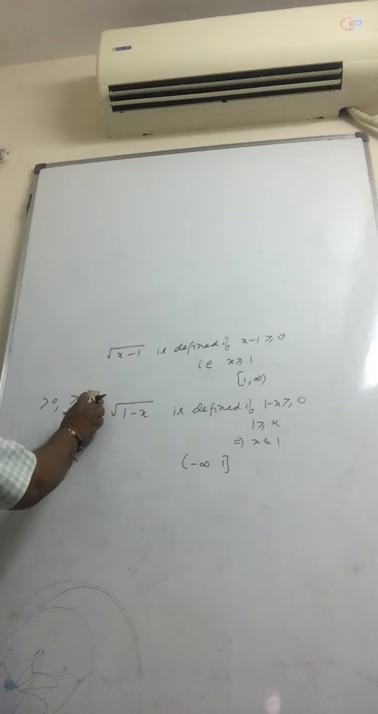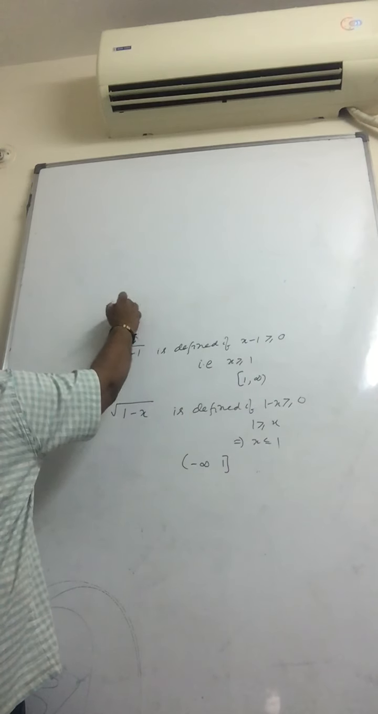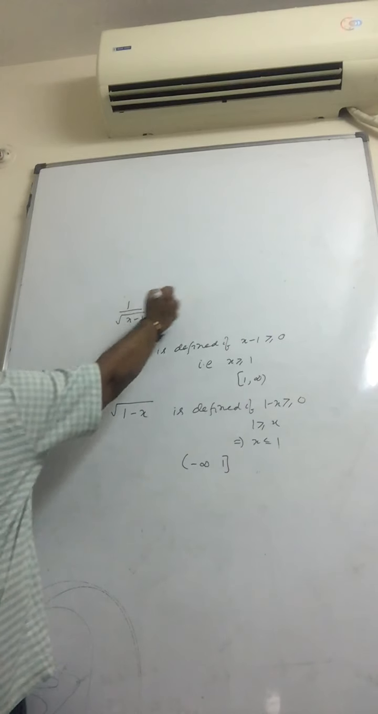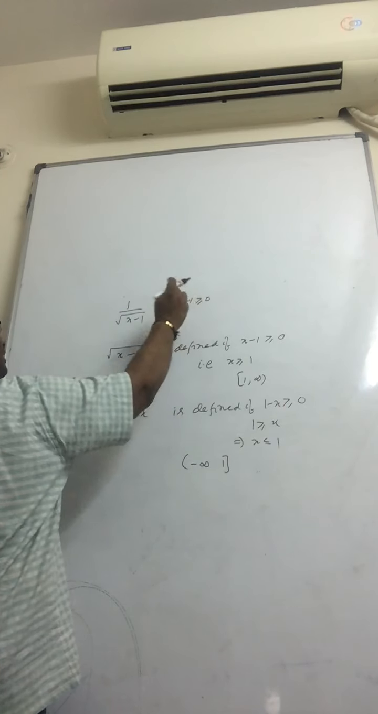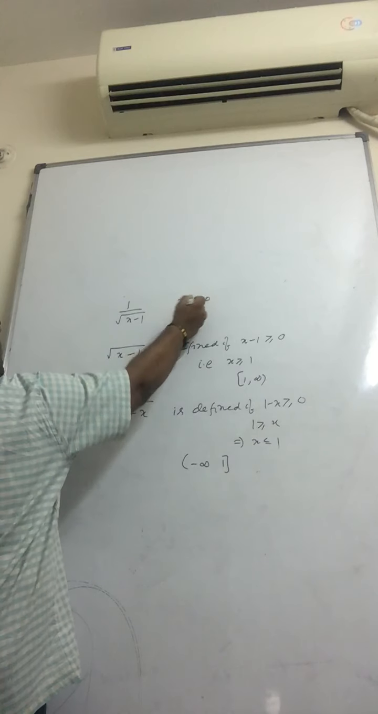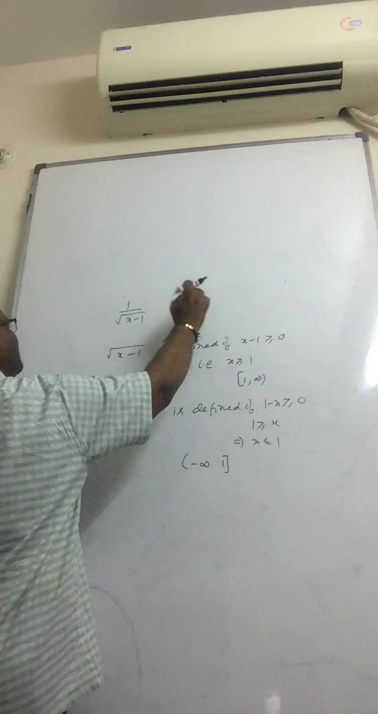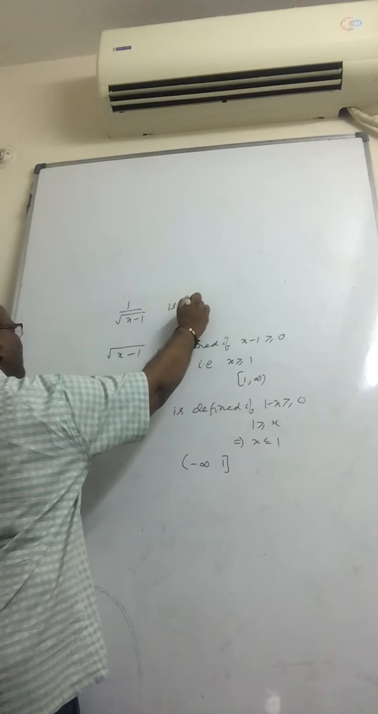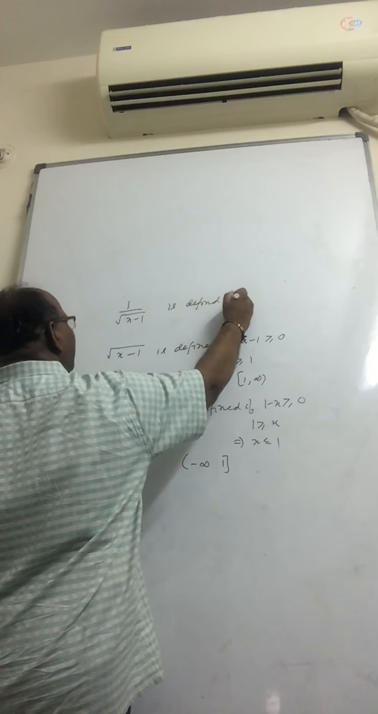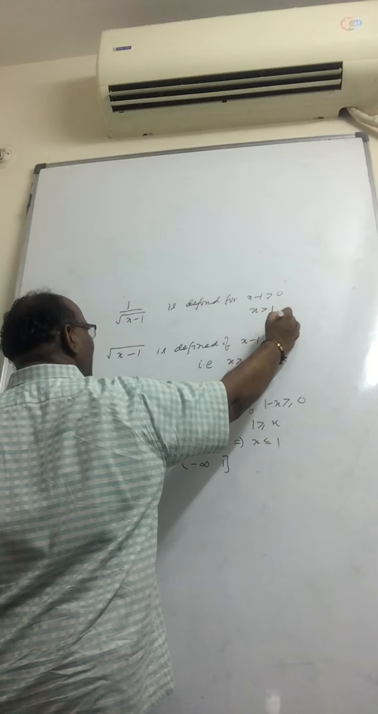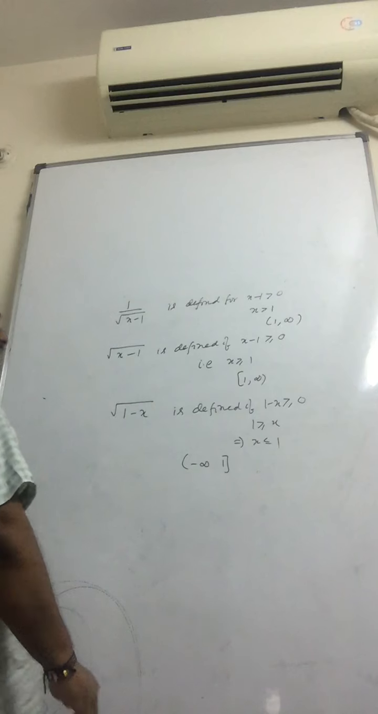Now I am making a slight change. If I write 1 by root of x minus 1, actually root is defined for non-negative values, but once you take 0, 1 by 0 has no value. So I should not take 0. This function is defined for x minus 1 greater than 0, x greater than 1, that is 1 to infinity.